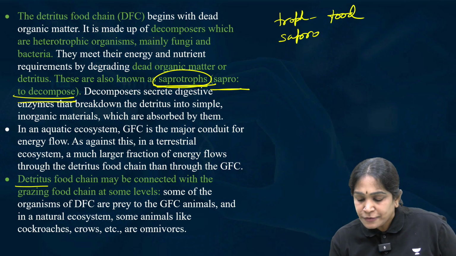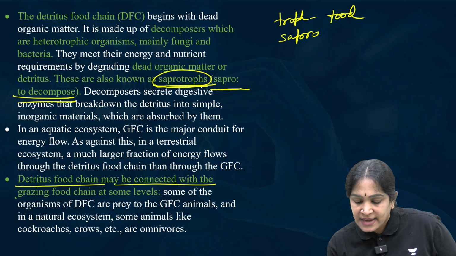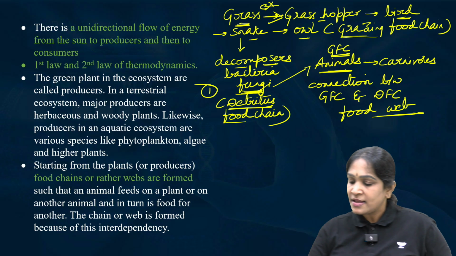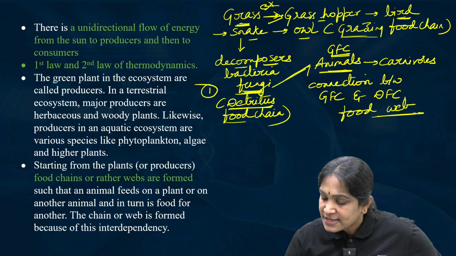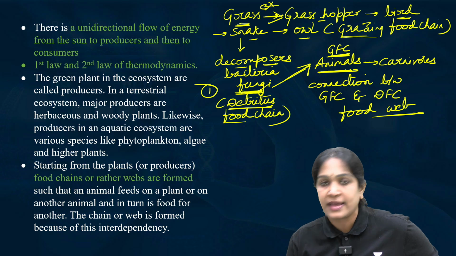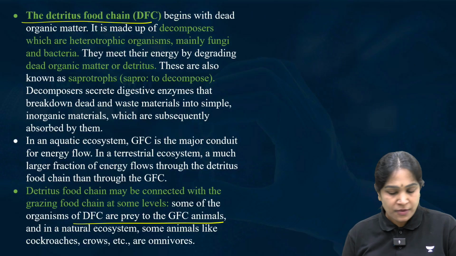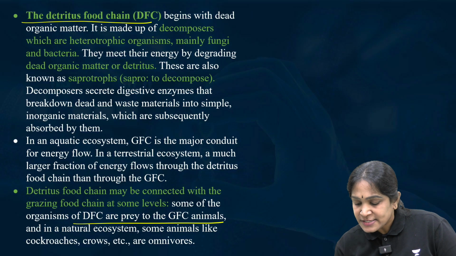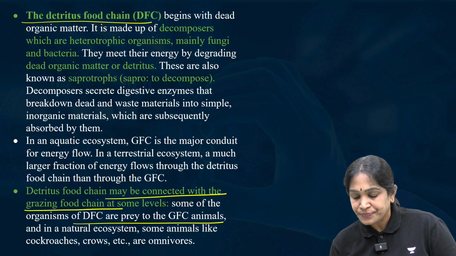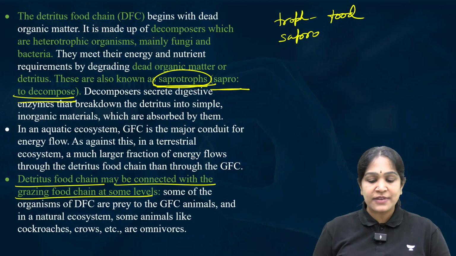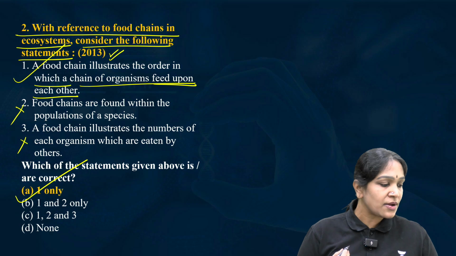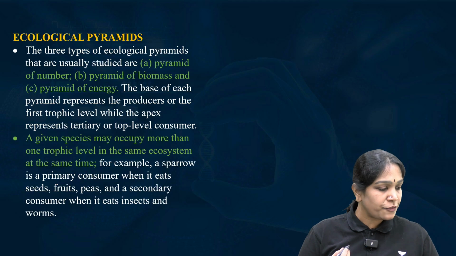The detritus food chain may be connected with the grazing food chain at some levels like this. If you observe here, the detritus food chain is connected to the grazing food chain when the animals eat fungi like mushrooms. And these connections will form a concept called food web. So, this is all about food chains and food webs.